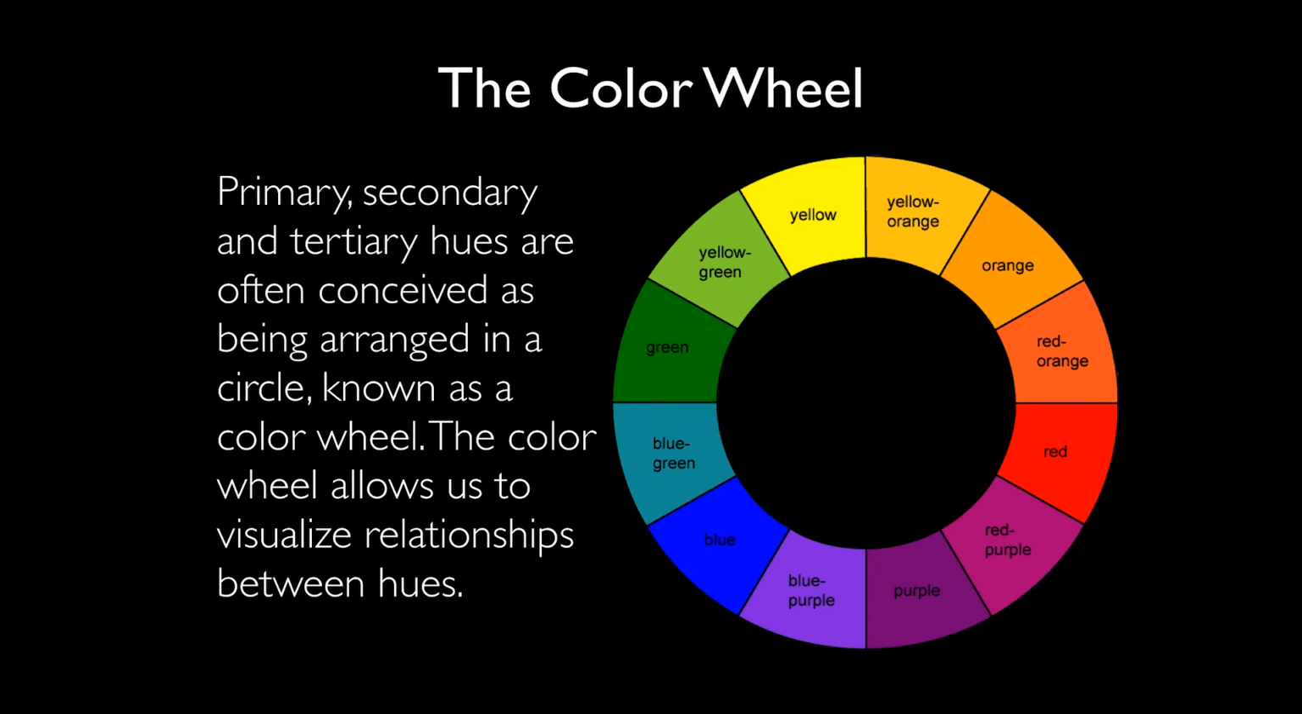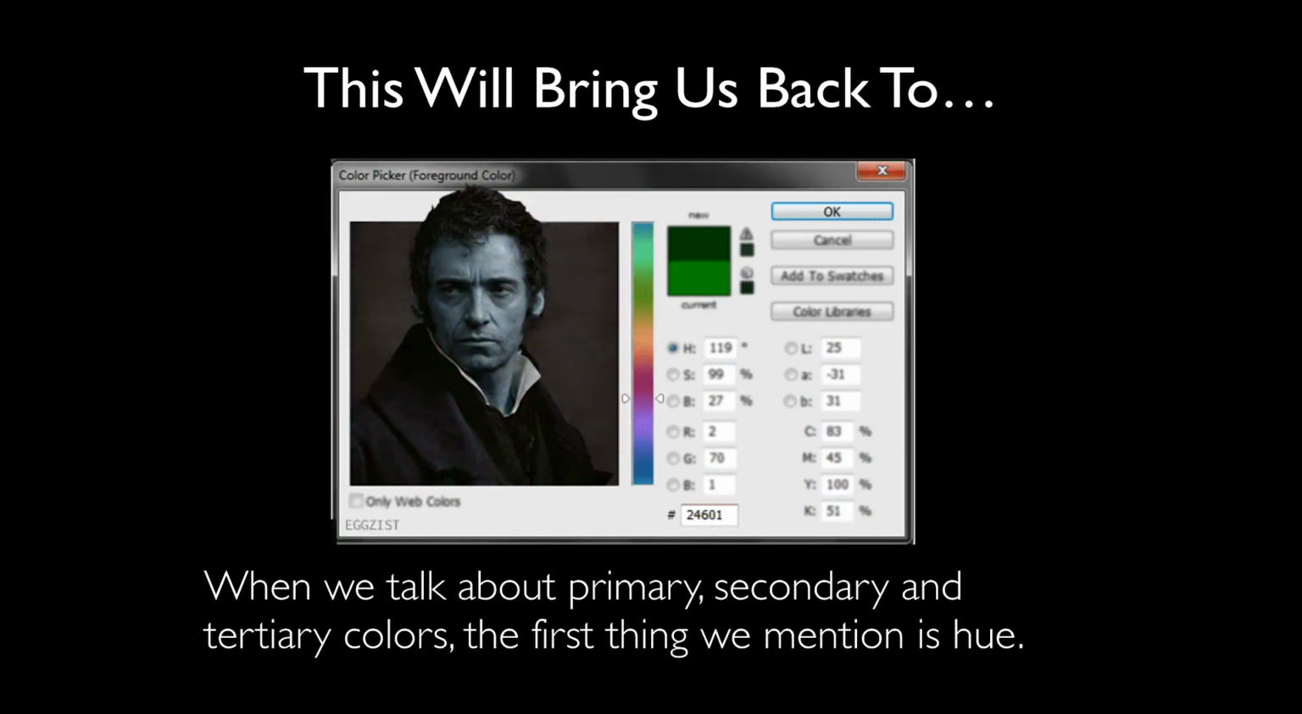Now this is all a lot, right? So artists and art theorists have come up with a way to visualize this, because we are all visual people. What they do is they take primary, secondary, and tertiary hues and they organize them on this circle, which I'm sure you all know is called the color wheel. The color wheel is really great for allowing us to visualize relationships between different kinds of hues or different kinds of named colors. And this all brings us back to, again, hue.